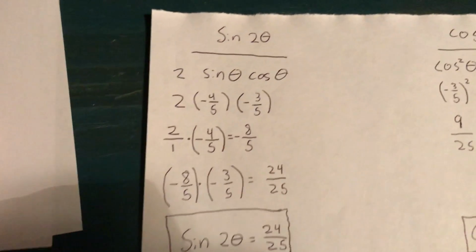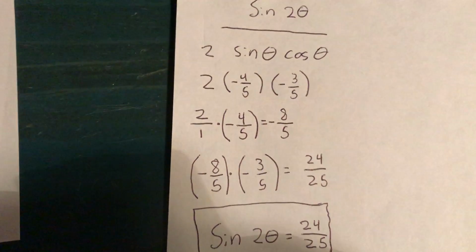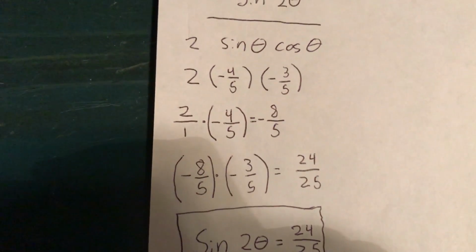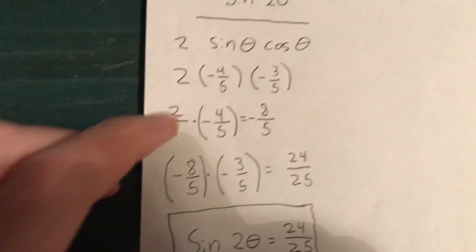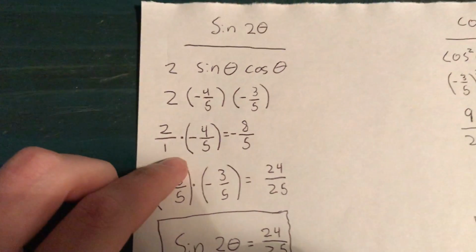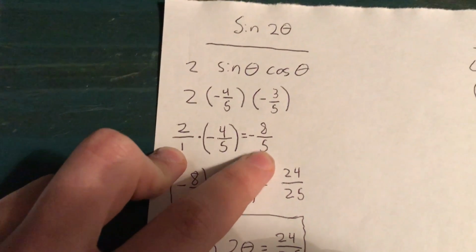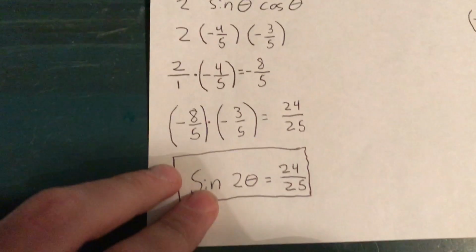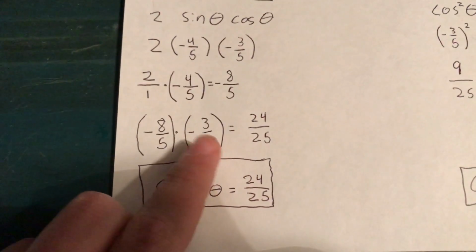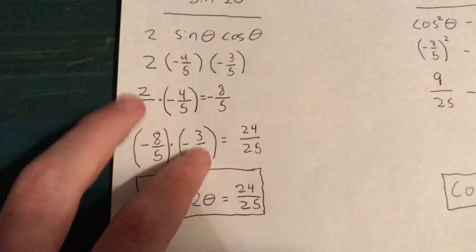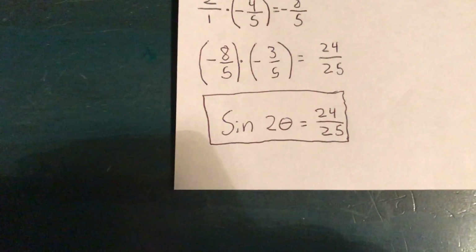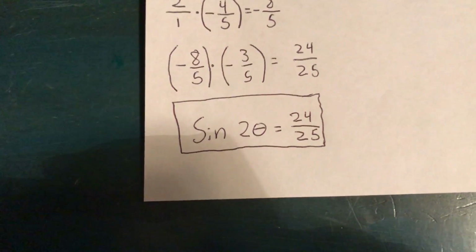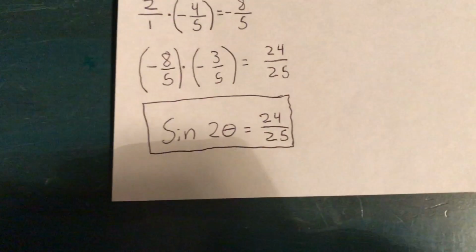To solve sine of 2 theta, first you just plug sine and cosine into the formula, and we'll start with sine. You multiply the 2 straight into the -4, and then 1 times 5, and that would equal -8/5, and then you multiply -8/5 by -3/5, and the negatives cancel out, making 24 over 25. So that's the answer for sine of 2 theta. Sine of 2 theta equals 24 over 25.